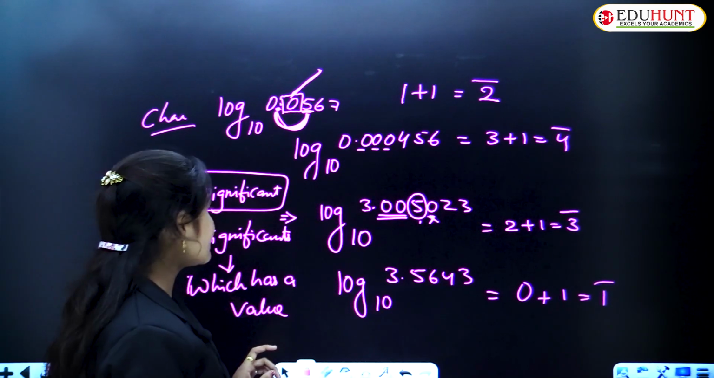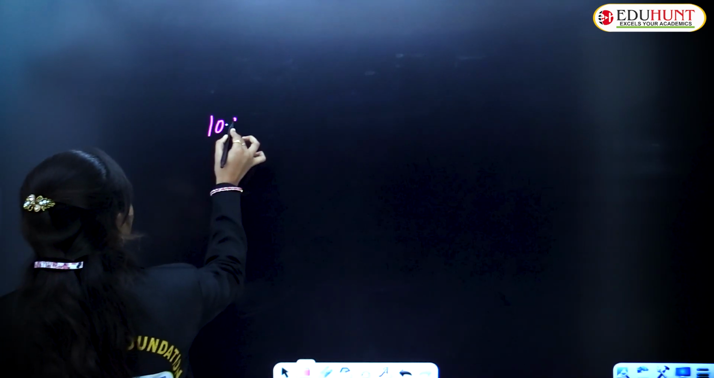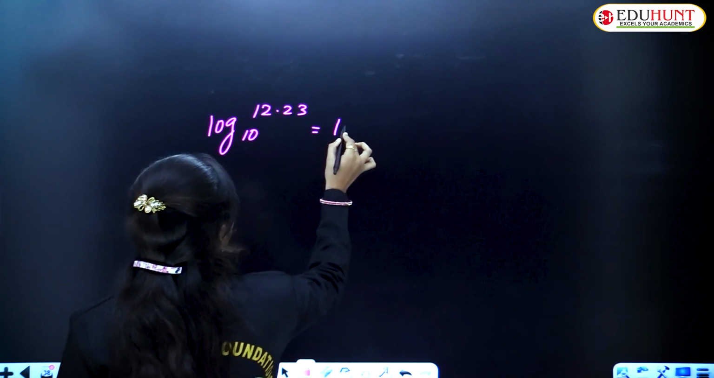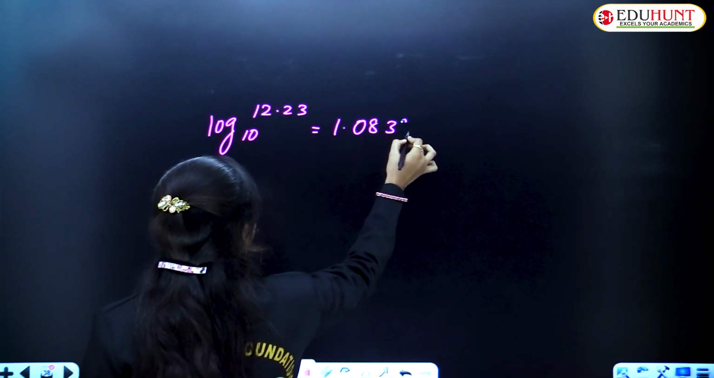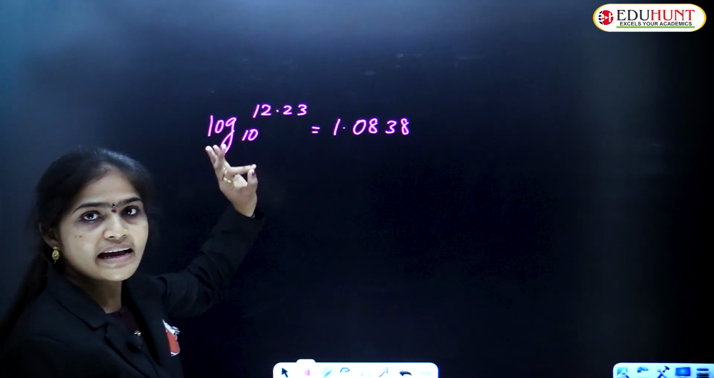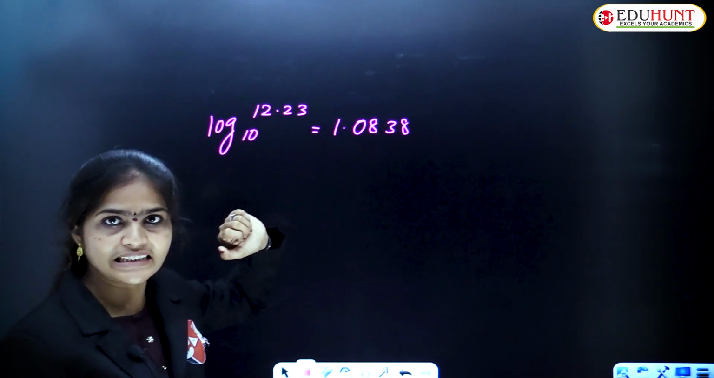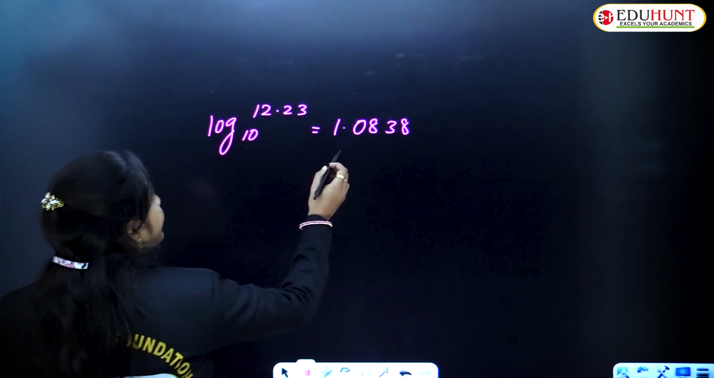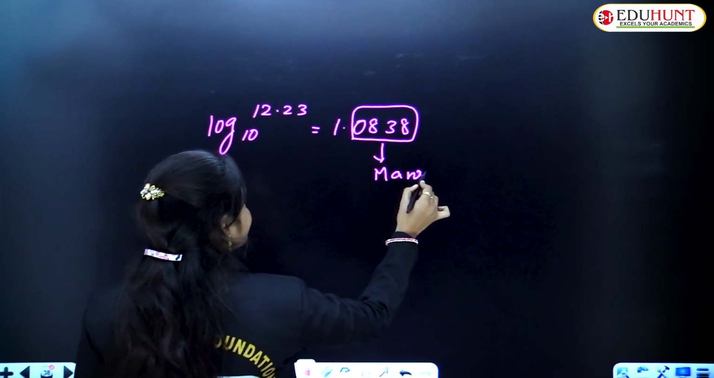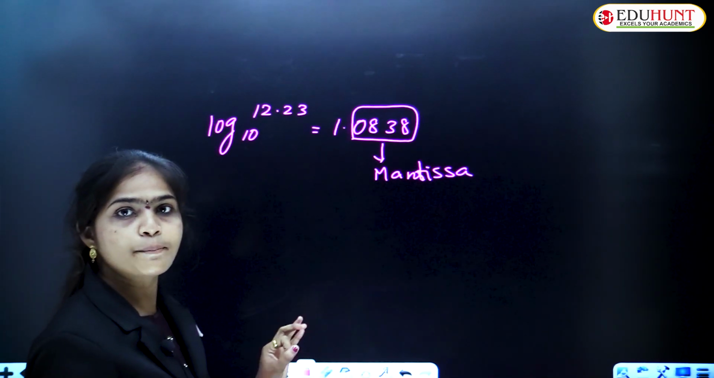Okay, children. So let us see one more example related to mantissa. Log of 12.23 to the base 10 equals 1.0838. Actually, this is an example I am saying. If you observe this value in the logarithmic table, this value only you will get. Okay, children. So here 0838 is called the mantissa.